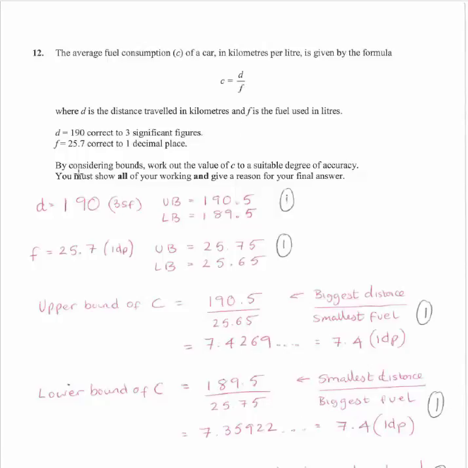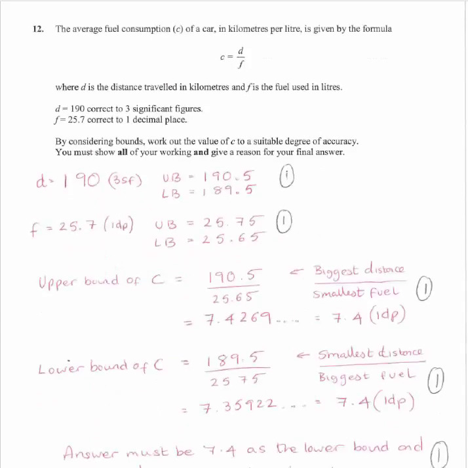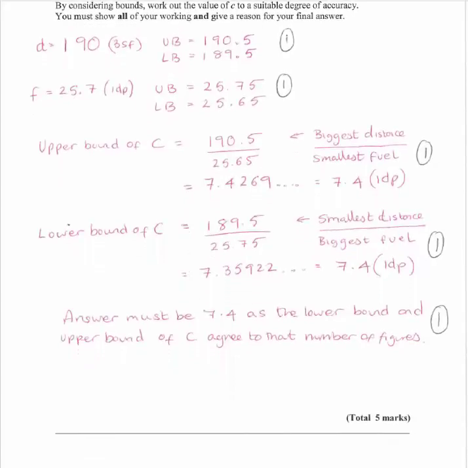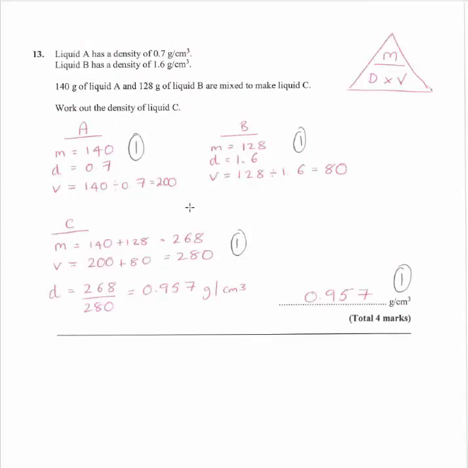And it says by considering bounds, work out the value of C to a suitable degree of accuracy. Well, you can see that both of these numbers are 7.4 to 1 decimal place, so 7.4 is a suitable degree of accuracy. Okay, next question.